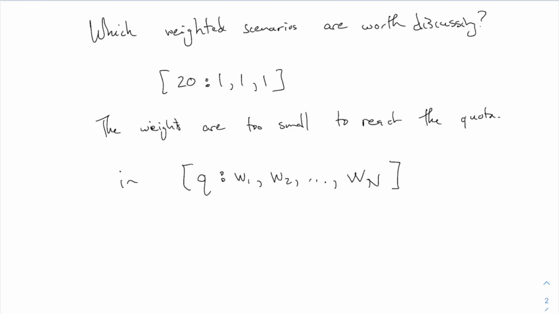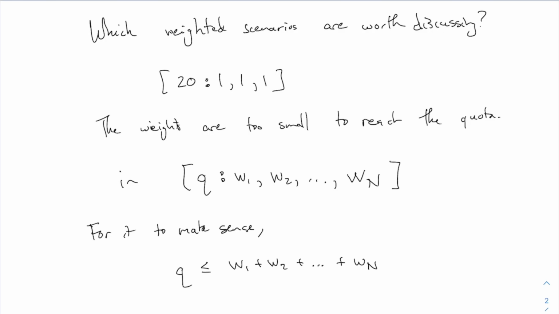What's the rule about how this is supposed to work? For it to make sense, the W's, when you add them all up, have to actually reach the quota, or be bigger. Usually they're bigger than the quota when you add them all up. So for it to make sense, I'm going to say it this way: the quota should be less than or equal to the sum of these guys. The quota is smaller than all the weights added together, all right?